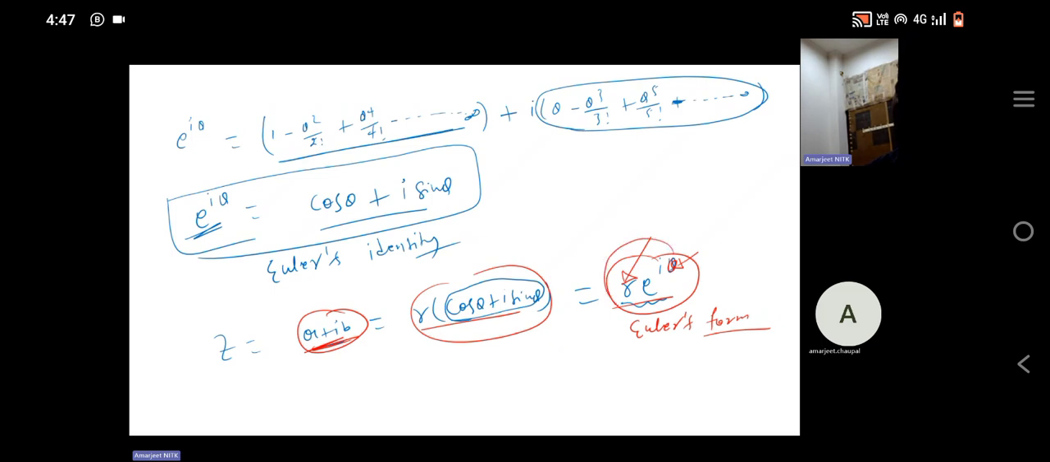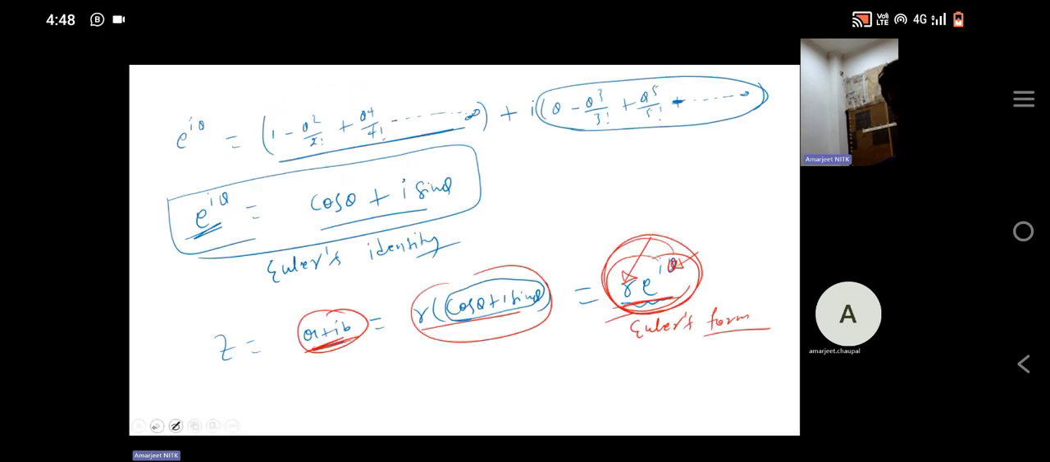This Euler form many times simplifies a complex problem. For example, suppose we have a complex number z equals i to the power i, iota to the power iota. And we have to find the modulus and argument of this complex number. So here, Euler form will be better. What is Euler form?